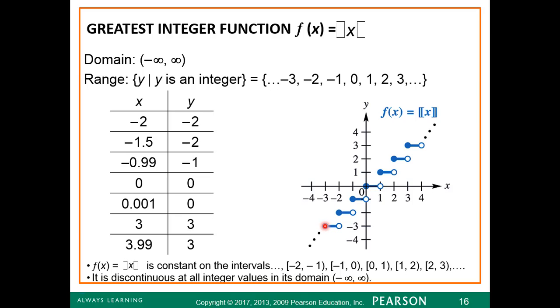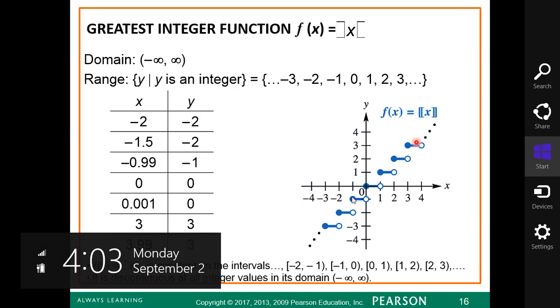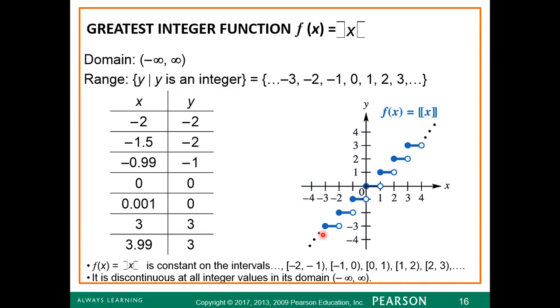From negative 3 all the way to negative 2, all the values in between are going to be mapped to negative 3. As soon as it gets to negative 2, it jumps to negative 2, and all of these values will stay at negative 2. Then as soon as it hits negative 1, boom, it jumps up to negative 1, and all of these values are mapped to negative 1. And so on and so forth. So you get this stair step look to it.